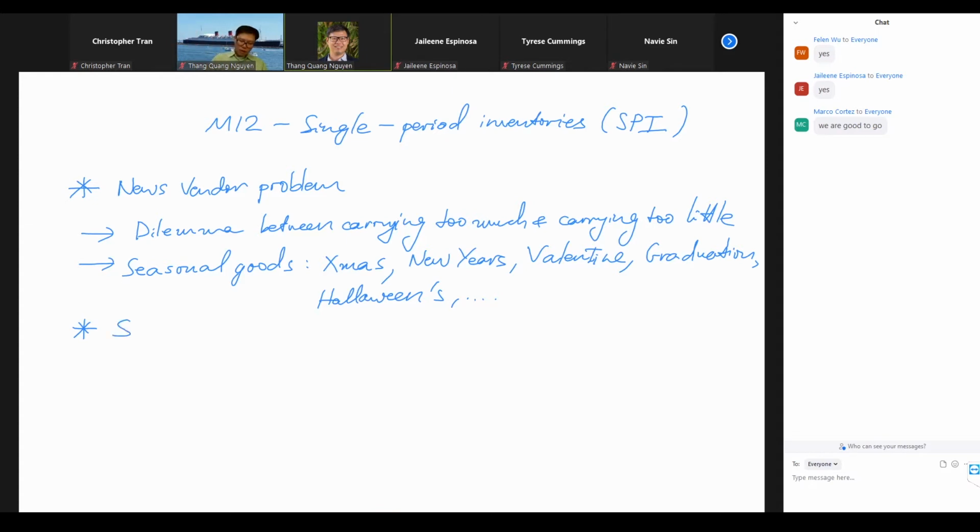So we call it a single-period inventory model, right? So the best thing that we can do here is to try to maximize our expected profits for the upcoming season.